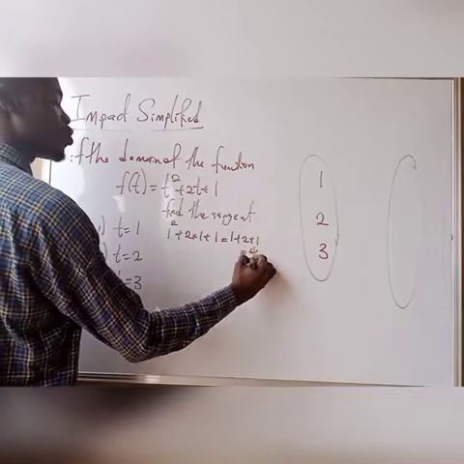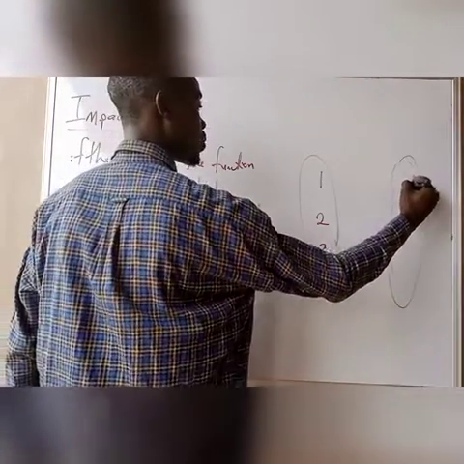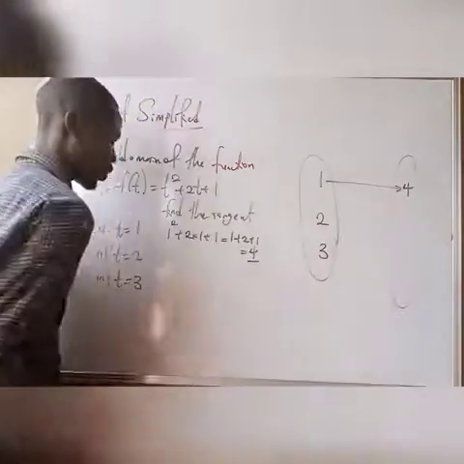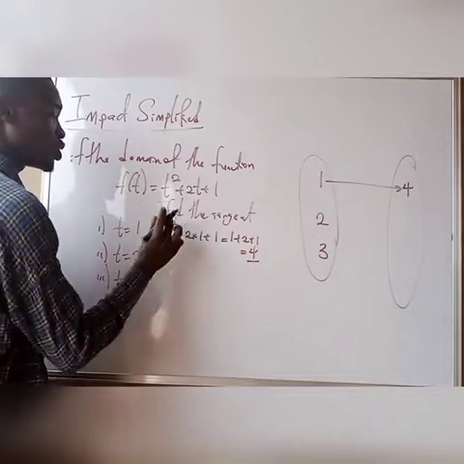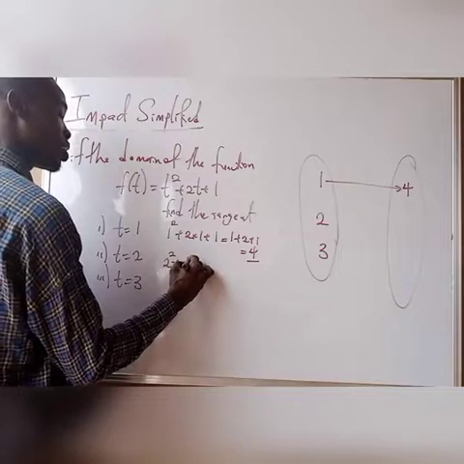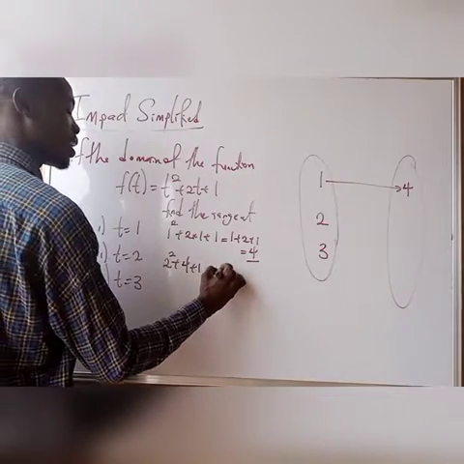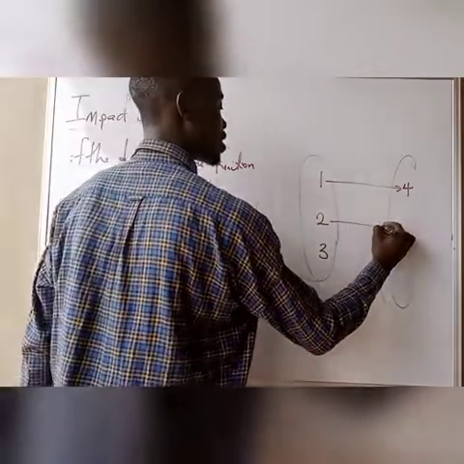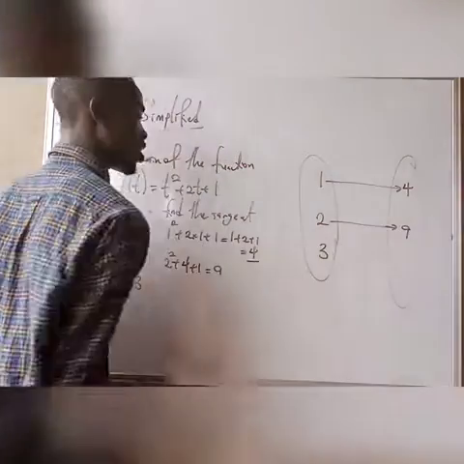And that means your output variable will give us 4. That means here, 1 will be linked with 4. And if your input variable is 2, what is your output variable? That will give us 2 squared plus 2 times 2, which is 4 plus 1. And that will give us what? 9. That means if your input variable is 2, your output variable is 9.